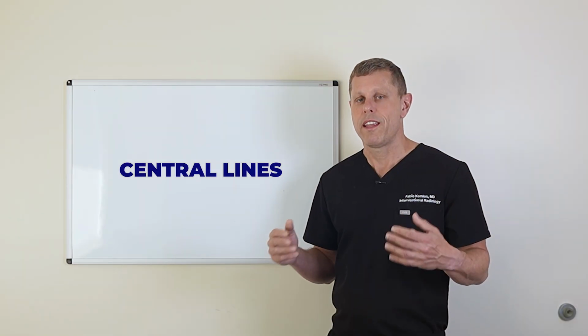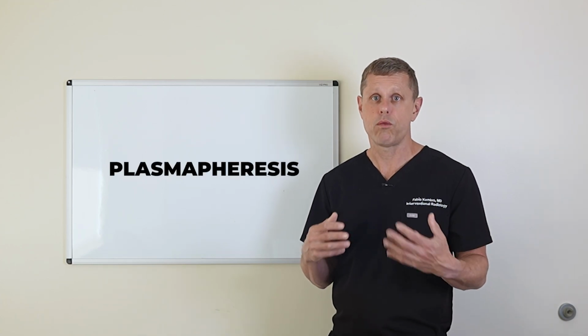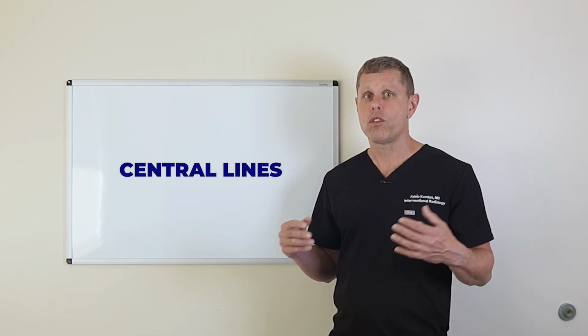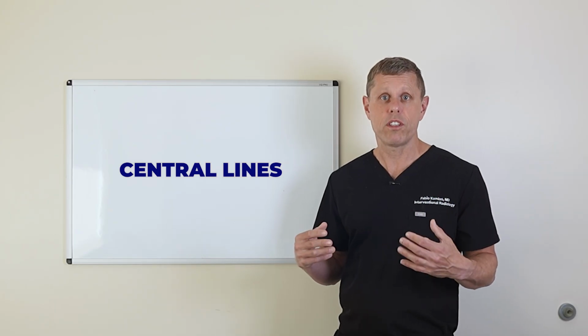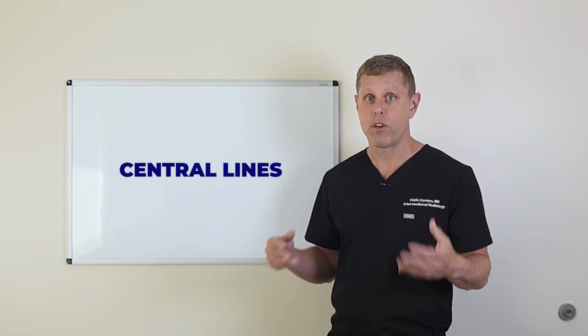Also, patients that require dialysis or another procedure called plasmapheresis, which is when you remove antibodies or toxins from your blood, also need a line in a very large vein because you need a lot of blood flow running through these lines to be able to clear the blood from toxins.